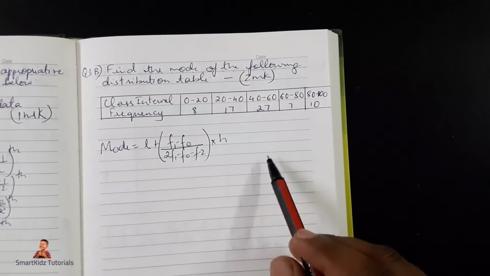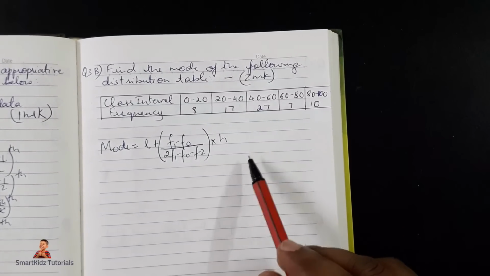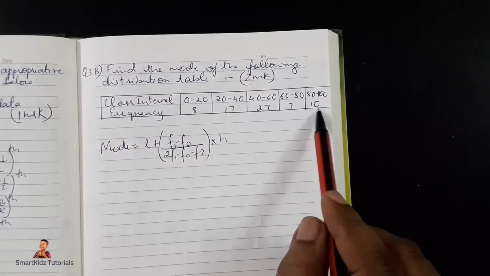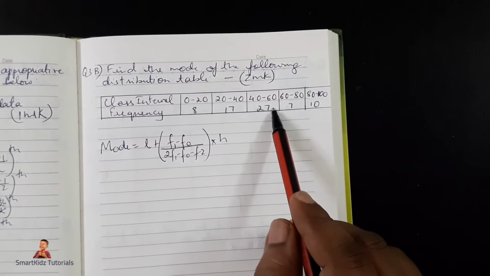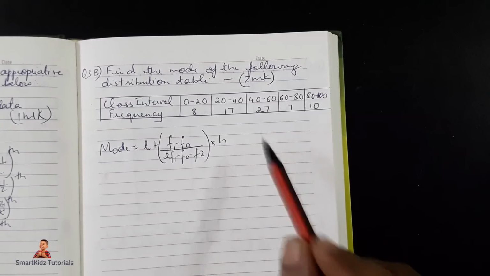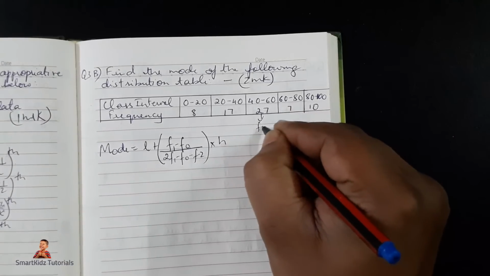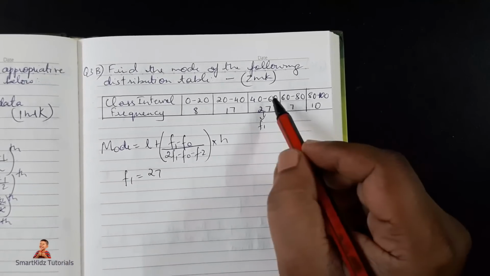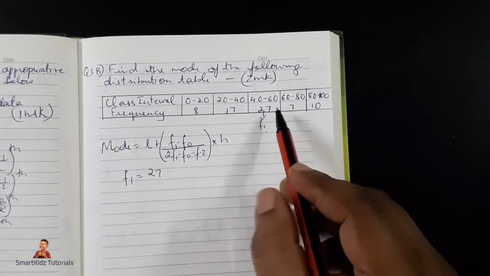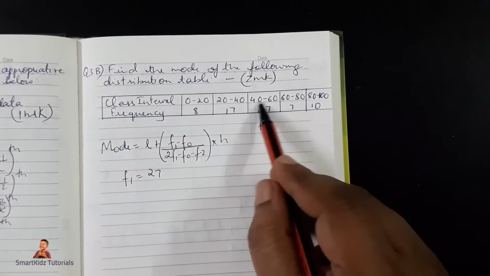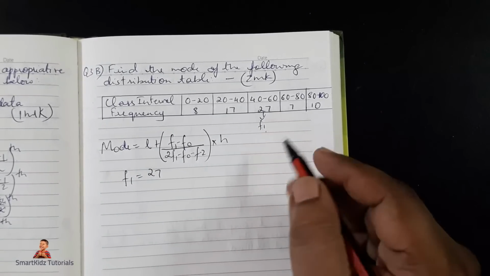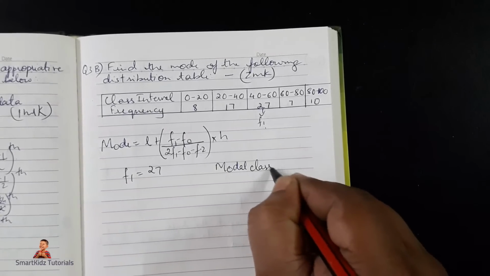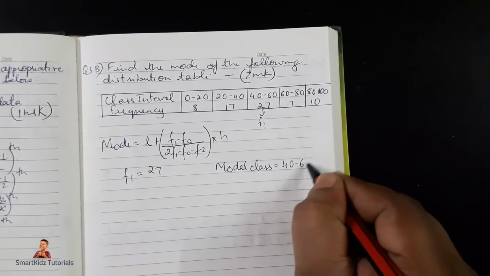Let's begin. First thing is you need to find the modal class. To find the modal class, you will have to find which is the highest frequency over here. So this 27 is the highest frequency. This 27, which is the highest frequency, becomes our F1. So I'll write down over here F1 equal to 27. And since F1 is the highest frequency, the class interval that it corresponds to, that is 40 to 60, becomes the modal class. So modal class is equal to 40 to 60.